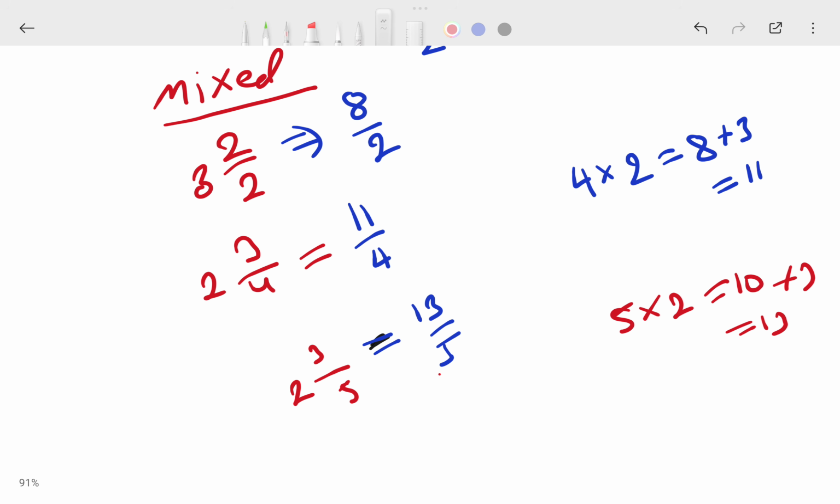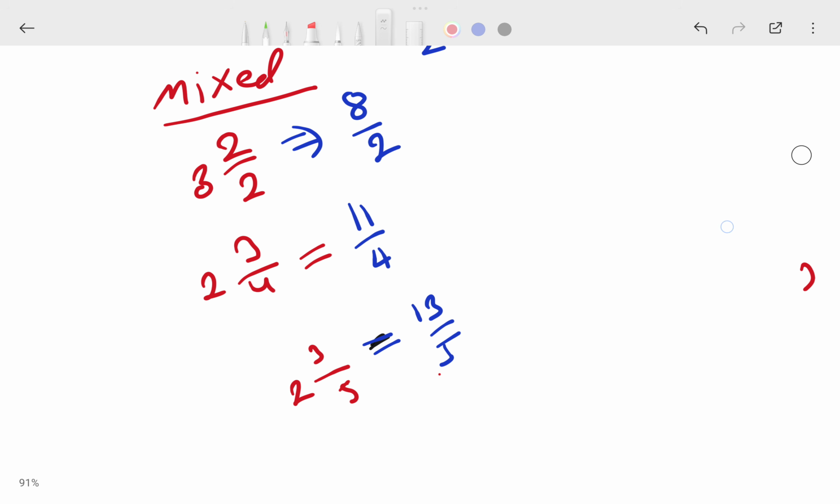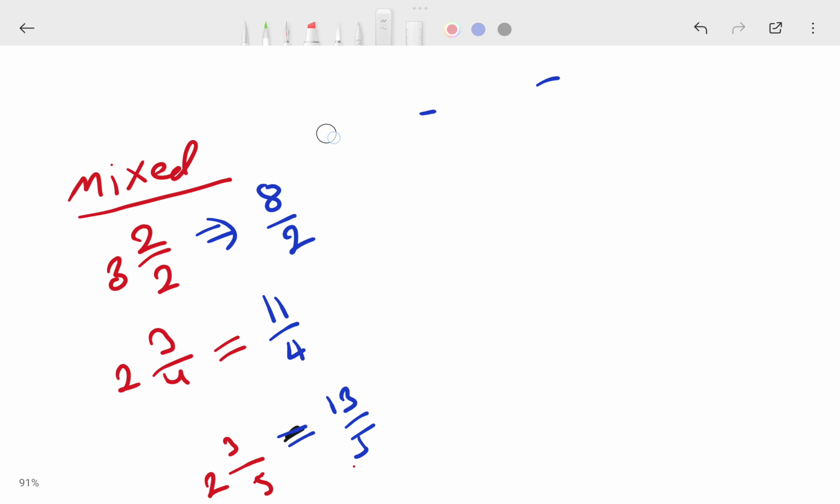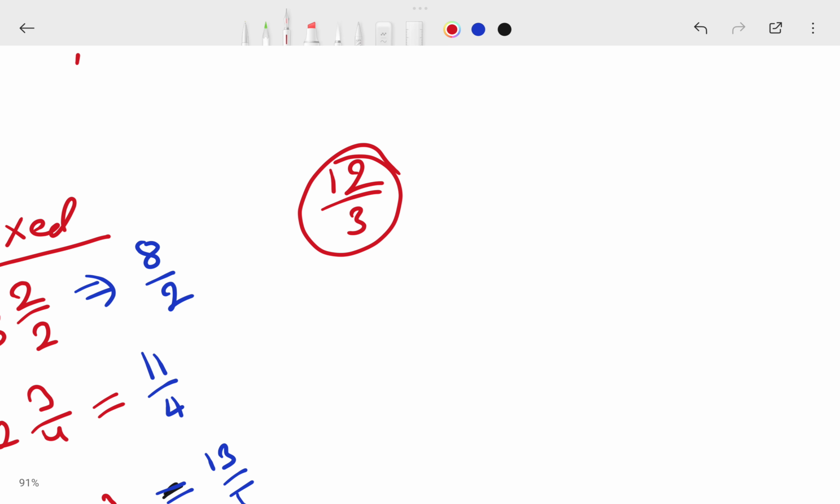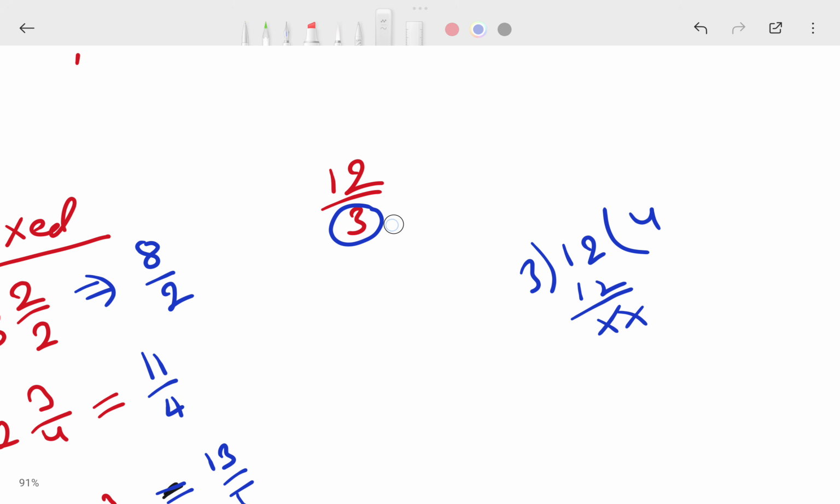But now one twist is here. If someone tells you to convert 12 and 3 into the mixed fraction, how will you convert 12 and 3 into the mixed fraction? Simply, take this 3 and this 12 and divide it. So this is 3 and this is 12. Divide like that. 3 4s are 12. It is going to be cancelled. So like that you can convert.